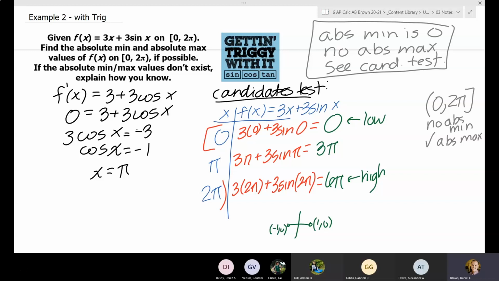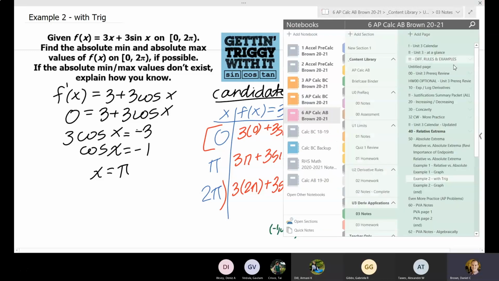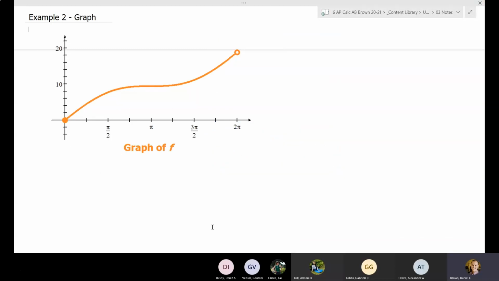Any questions on absolute extrema? All right, so that's where I'm going to stop for today. There's the fun graph if you want to see it, and there's clearly an absolute minimum. It was at the endpoint, and then no absolute maximum for that one.